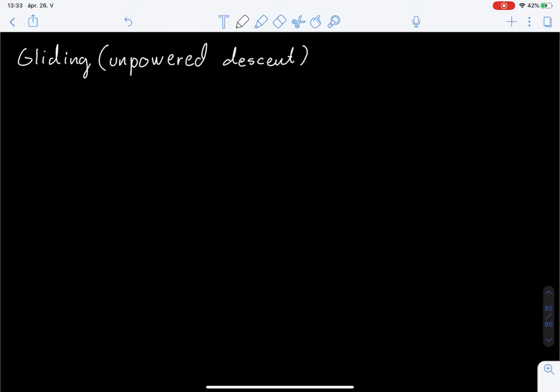And we finished off in the previous video talking about the normal descent, and we started from writing up the forces which act on the aircraft during a normal descent. And the major difference in the case of gliding from the previous case is that the thrust is going to be a zero vector. So the thrust is basically zero.